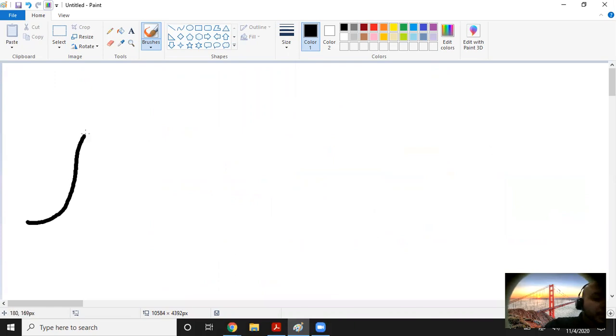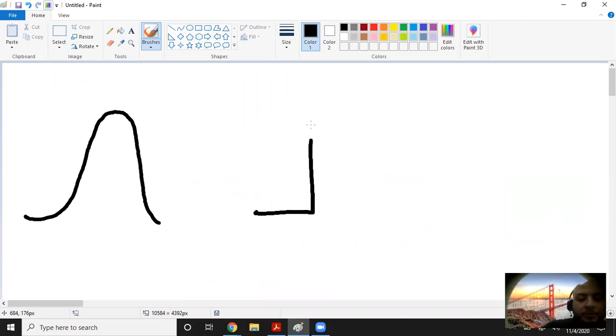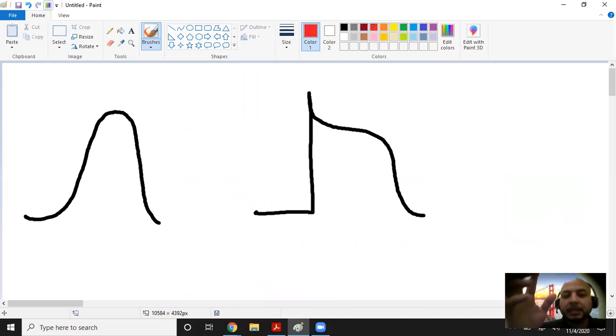You're going to see this graph first. Let me do it like this. You're going to see this graph, like so. Then you're going to see this one as well. So now, immediately I notice a difference in the shape, correct?